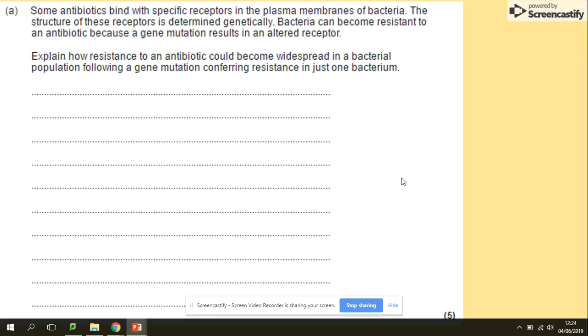And here we've got the question. You can pause the video now, and you need to explain how resistance to an antibiotic could become widespread in a bacterial population following a gene mutation conferring resistance in just one bacterium, for 5 marks. So that's your model answer.